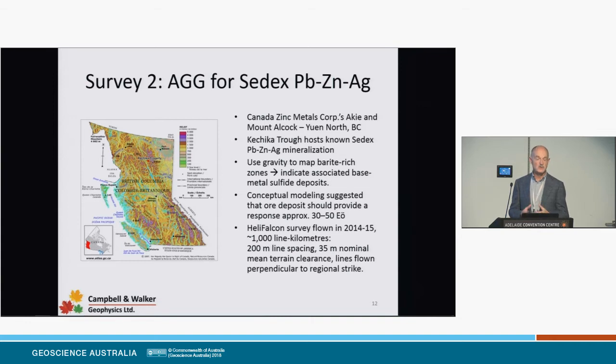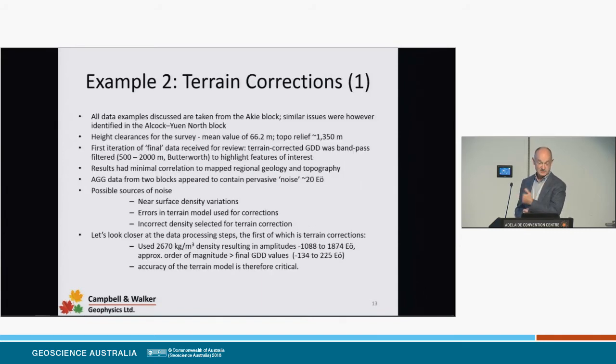From previous work, we know we can use gravity to map these barite-rich zones. They're in association with the sulfides. Conceptual modeling suggested we should see something like a 30 to 50 Eötvös response. We also had the Iron Mountain survey, results of which were published and put in the public domain. Similar terrain, quite a bit south of this. We felt we should see the target we're looking for at a 30 to 50 Eötvös signal. This data was flown in 14-15.